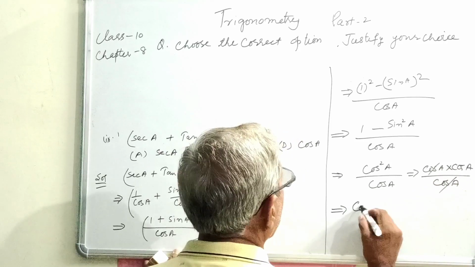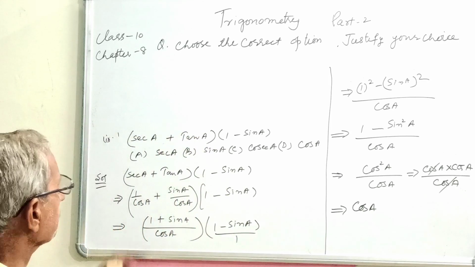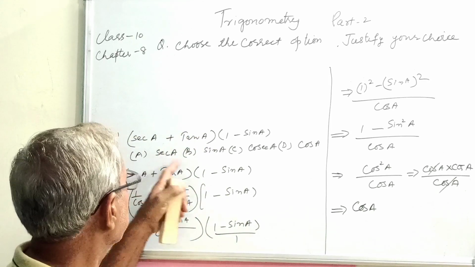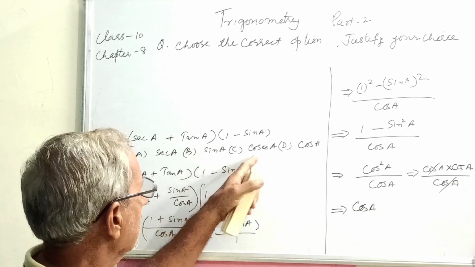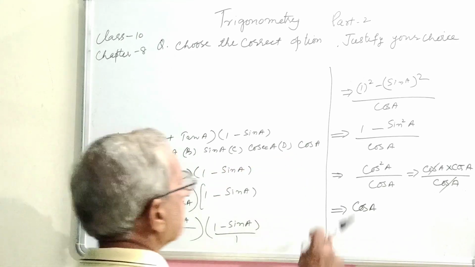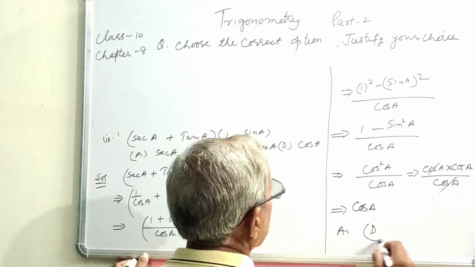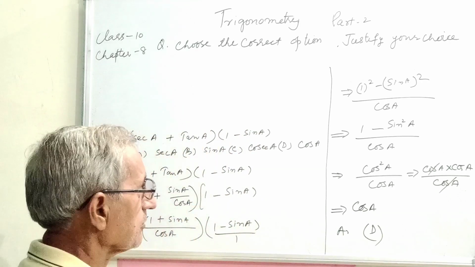So the answer came out as cos A. Just check your options. The first option is secant A, then sin A, cosecant A and cos A. So the cos A option is given to you. Therefore the answer will be D. So option D is correct.